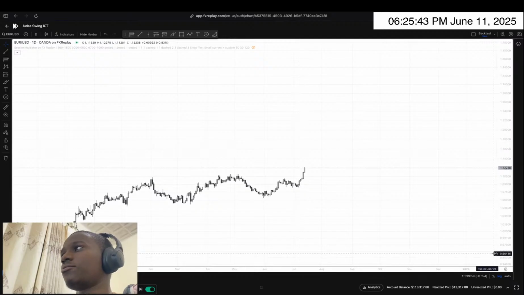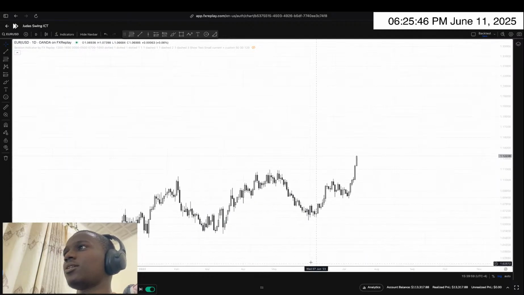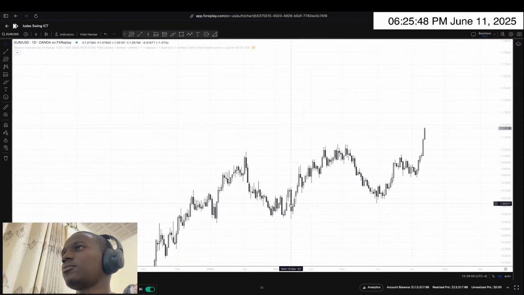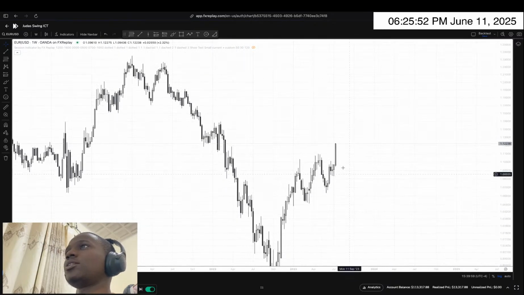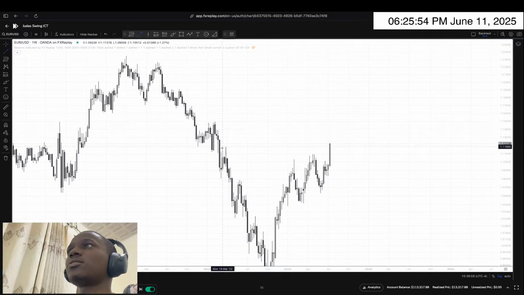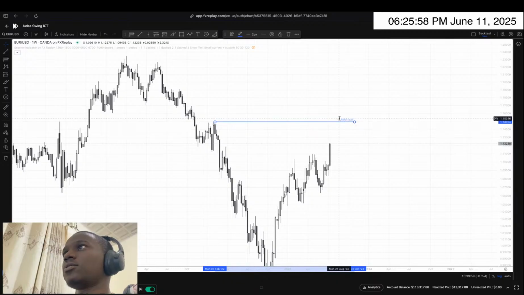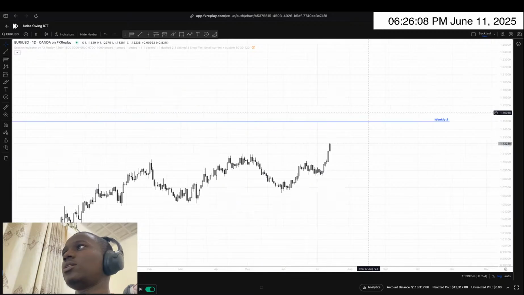Then on the daily time frame, well, let me mark that liquidity level on the weekly first. So this is it right here. This is the weekly liquidity. Then we go to the daily.